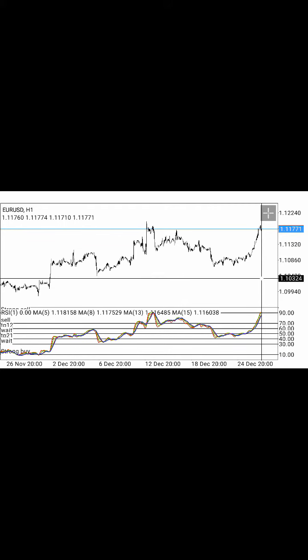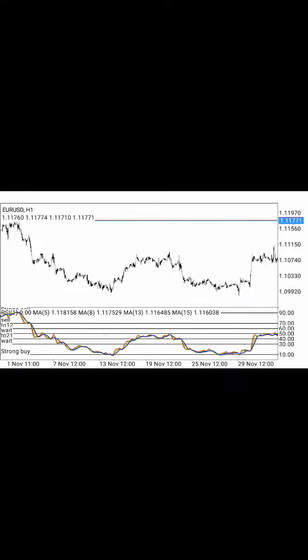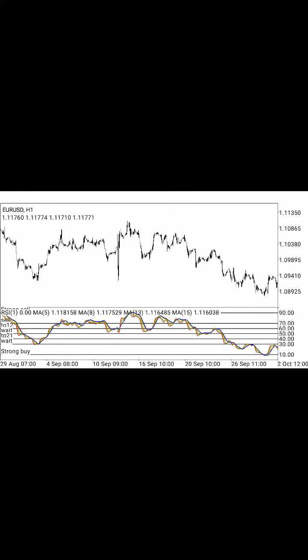So when it reaches 90, you sell again. So this strategy works only on major pairs. I'll advise you to use it on major pairs, not minor pairs. By major pairs, I'm talking about EUR/USD, GBP/USD, USD/CHF, USD/CAD, you know the others. So that's the strategy.